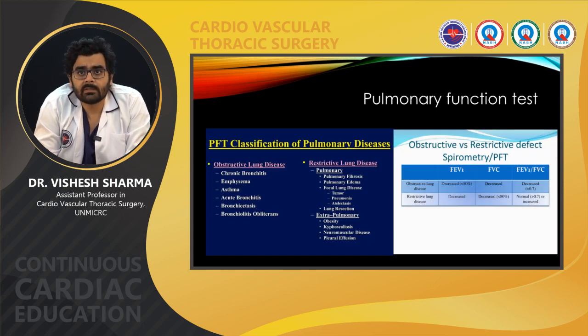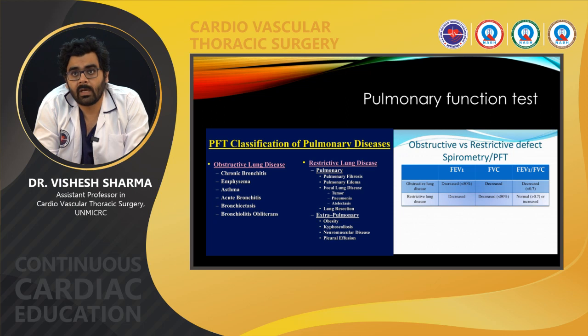Now, the classification of lung disease based on PFT is grossly into obstructive or restrictive lung diseases. Obstructive include chronic bronchitis, emphysema, asthma, acute bronchitis, bronchiectasis, or bronchiolitis obliterans. Restrictive lung diseases, on the other hand, can be because of pulmonary cause, which include ILD, or it could be related to extrapulmonary causes, including obesity or chest wall deformities.